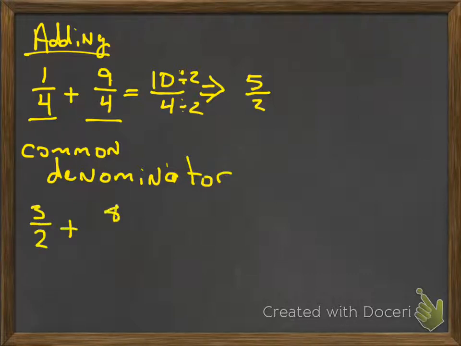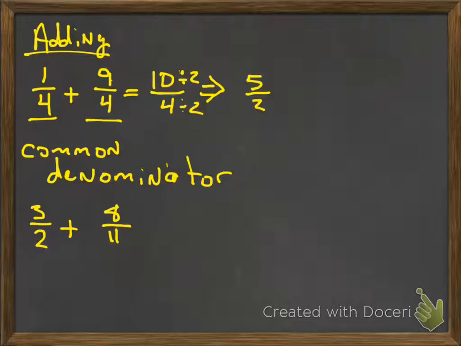Now, the thing is, you've got to remember you have to have a common denominator to be able to add. You don't change the denominator when you add or subtract, you just add the numerators or subtract the numerators, but you have to have a common denominator. So what do you do when you don't have a common denominator? Well, before you were told, look for a least common multiple.